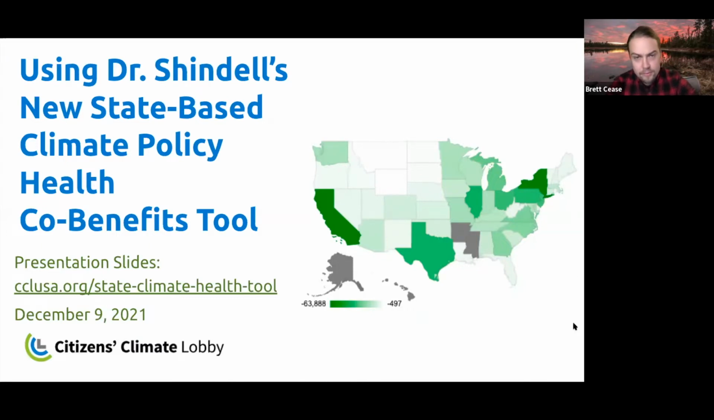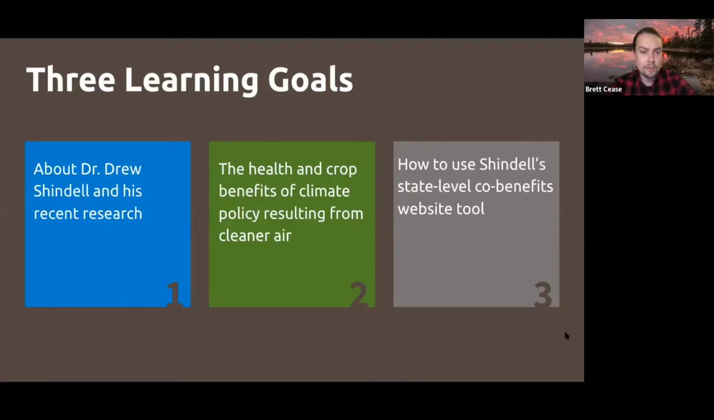At the end of the training, if we've done our job well, you'll walk away with the following 3 learning goals. Learn a little bit more about the amazing work that Dr. Drew Shindell and his research lab team are doing. You'll also be able to highlight the health and crop benefits of climate policies that result from cleaner air, a lot of that harmful air pollution being cut out of the overall emission stream. And then Dana is going to walk us through how to actually use Dr. Shindell's state level co-benefits website tool, where you can find it, how to manipulate it for your own state, and really use that information to present in your own lobby meetings, grass tops meetings, grassroots outreach, you name it. It's going to be a really helpful tool.